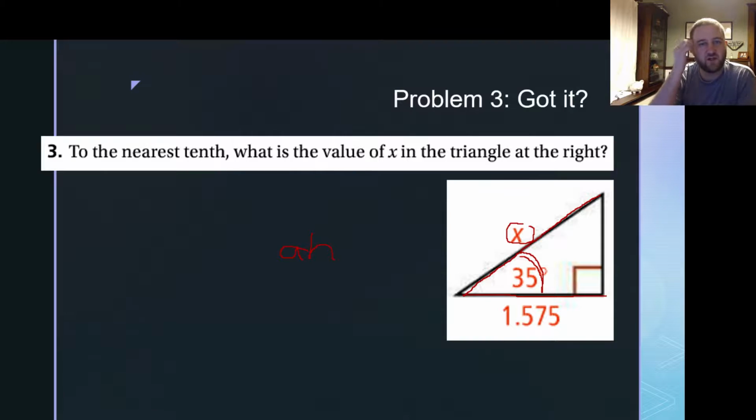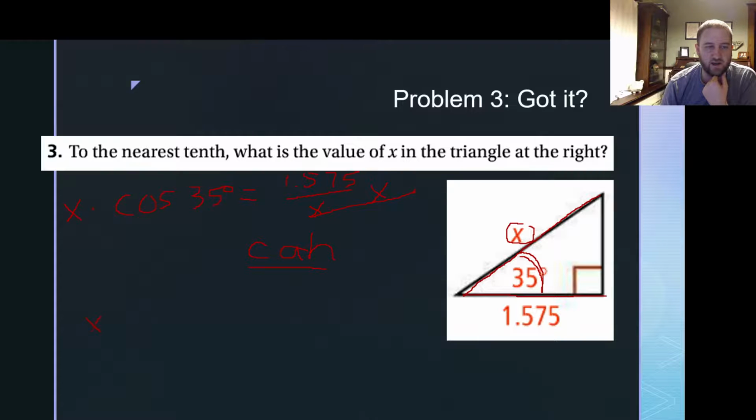Which trigonometric ratio do we use with the adjacent side and the hypotenuse? That is cosine, right? Cosine is adjacent over hypotenuse. So what we're going to do is the cosine of 35 degrees is equal to 1.575 divided by x, adjacent over hypotenuse. Okay? Well, to get x by itself, first we will multiply by x on both sides. That gets rid of this. And then we're going to want to divide by the cosine of 35.